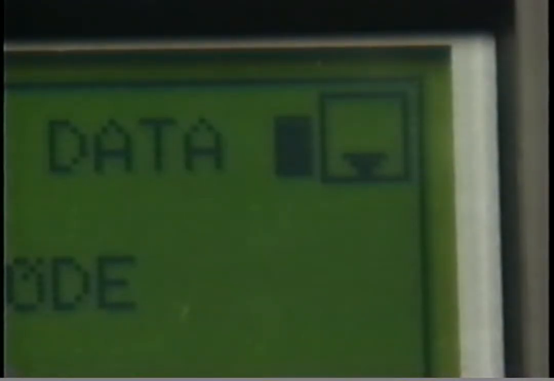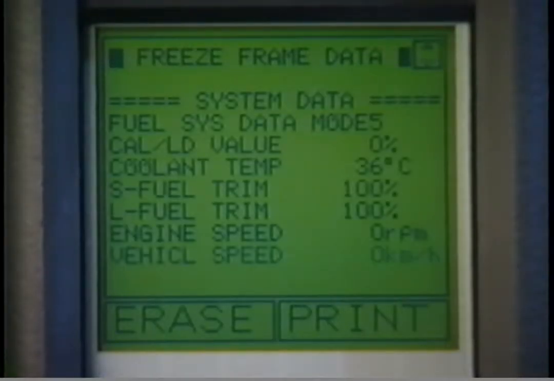But our example has a code, so we have an arrow indicating additional data is available. Press the down arrow and pull up the freeze frame data. The information shown here was detected and stored at the instant of the first occurrence of this malfunction.